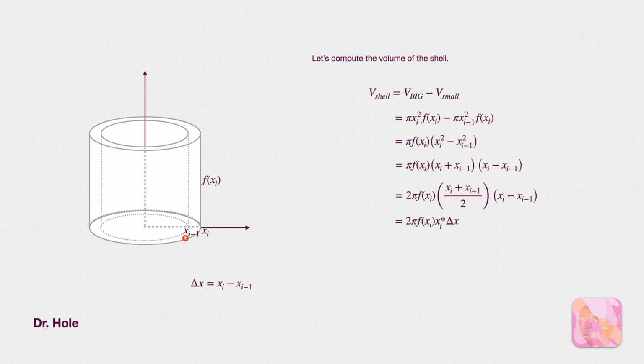And then that average value would occur between the two values. Thus, it's appropriate to name that xi star. And we've swapped out the difference xi minus 1 as delta x. Very good. What have we computed? We've computed the volume contained between these two cylindrical shells.